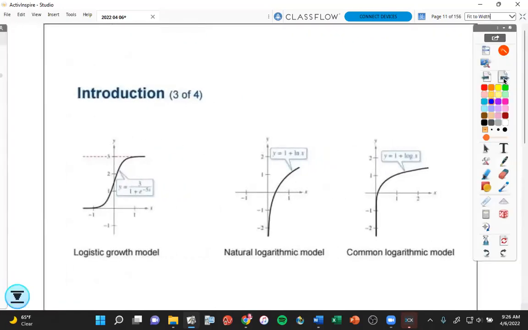Some more graphs, your logistic growth model, your natural logarithmic model, and your common logarithmic model. Natural log and common log, pretty much the same shape, right? Just different bases.